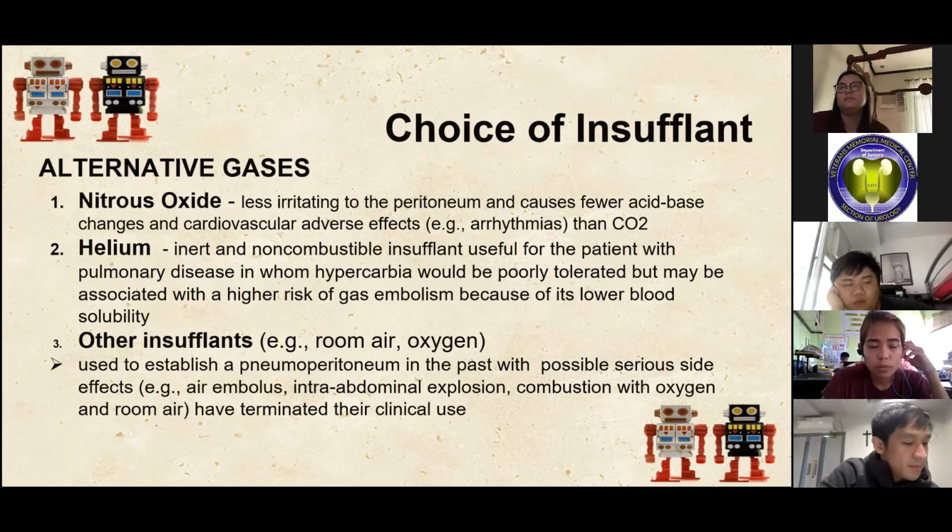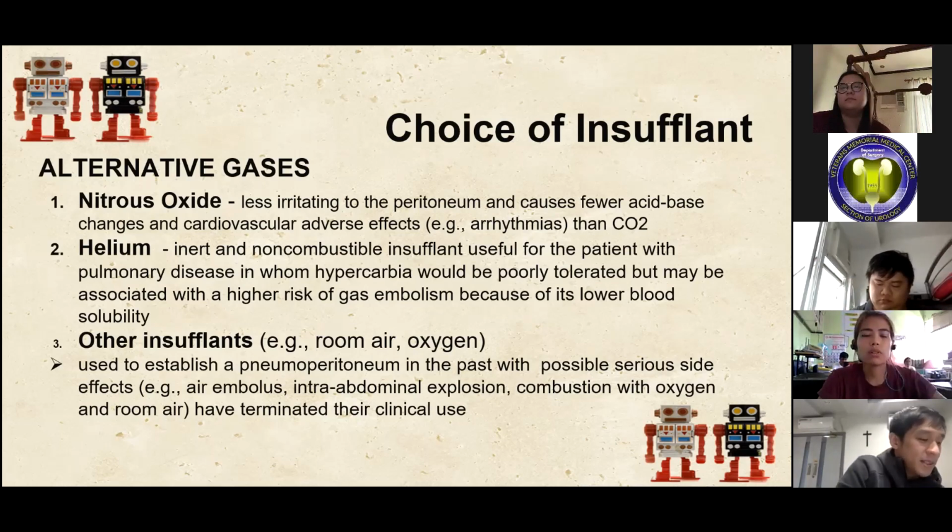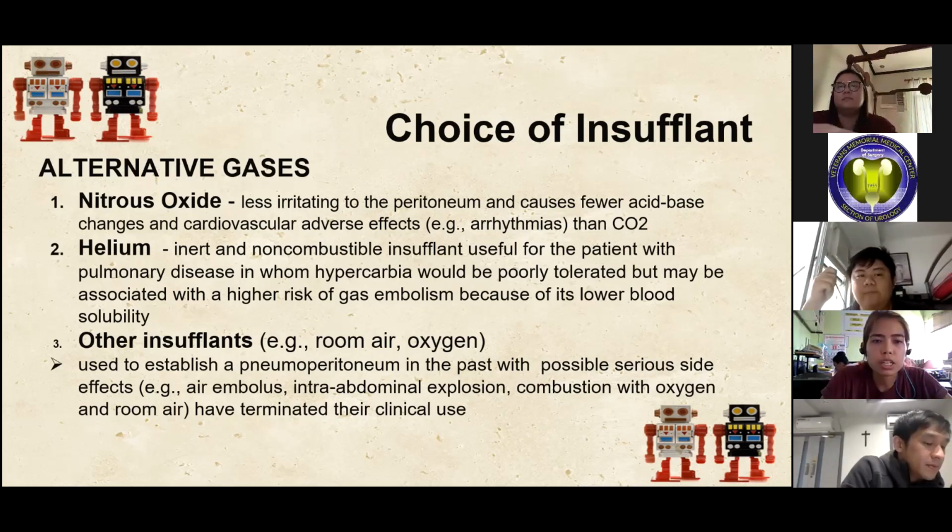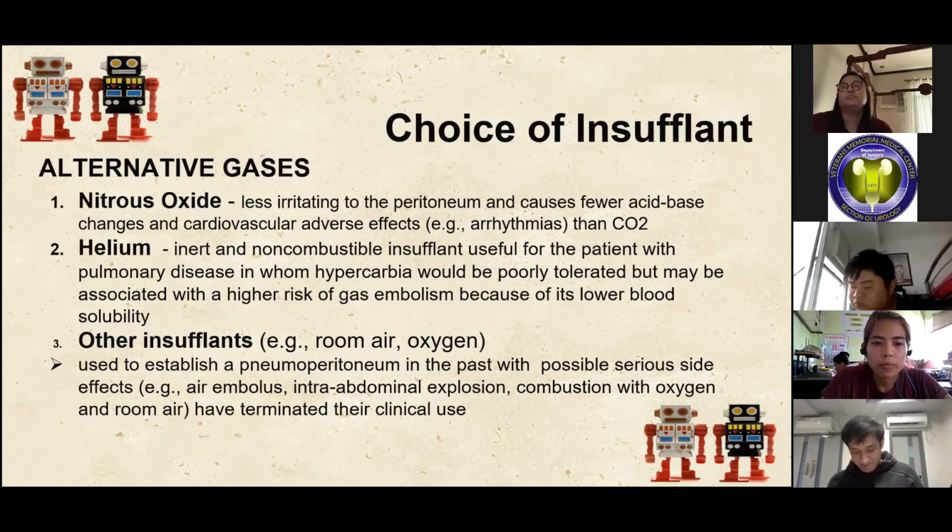Next, we have helium. It is an inert and non-combustible insufflant used for patients with pulmonary disease in whom hypercapnia would be poorly tolerated, but may be associated with a higher risk of gas embolism because of its lower blood solubility. Other insufflants include room air and oxygen, which were used to establish a pneumoperitoneum in the past, but because of the risk of gas embolus, abdominal explosion, and combustion with oxygen and room air, their clinical use has been terminated.